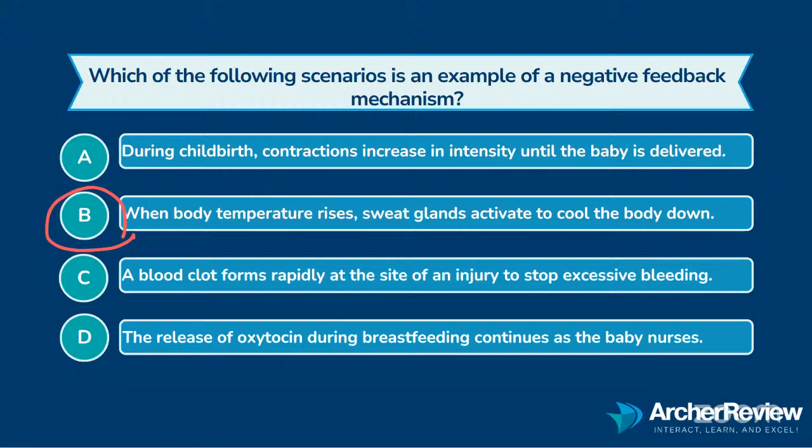So remember, I said those are unique circumstances. A, childbirth. C, blood clotting. Even D, oxytocin during breastfeeding. Oxytocin is that feel-good hormone that is going to continue, and it helps with the baby and the mother, helps them bond during breastfeeding. That's one of the myriad of benefits of breastfeeding, is that that oxytocin feel-good hormone is being released, and it helps to foster that bond.